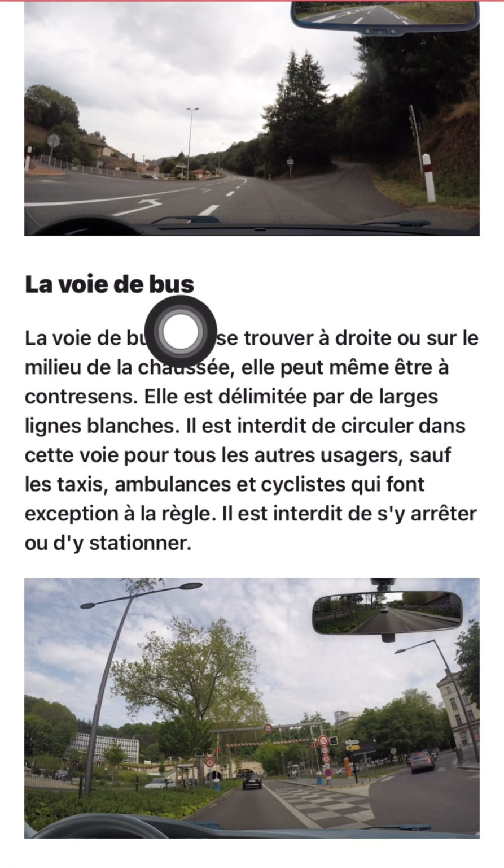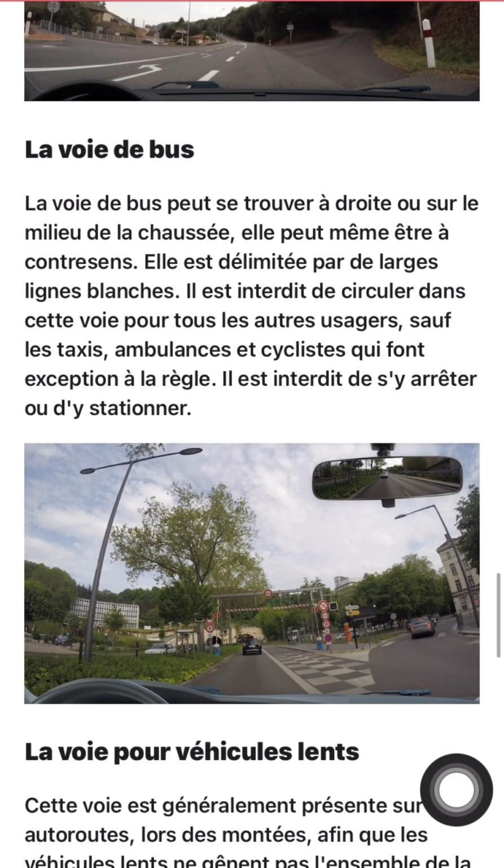Then we have la voie de bus. We all know there is a line for bus. This is the line for bus. You are not permitted to take it, except taxi, ambulance and cyclists, who can exceptionally follow that road where there is a line for bus. When they have indicated that this place is for bus, it is interdit. It is prohibited for other vehicles to use it, except the three I mentioned: taxi, ambulance and cyclists. It is a line they reserve for bus.